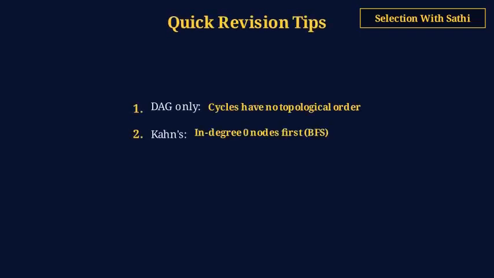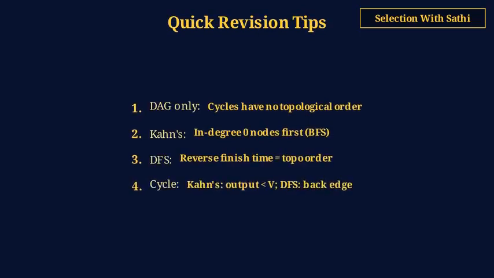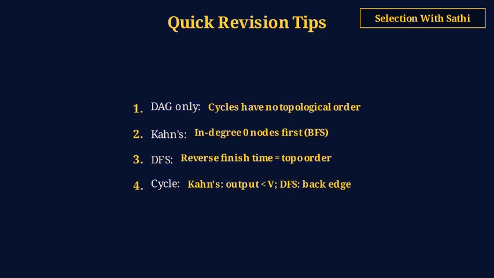Quick exam tips. First, topological sort is only defined for DAGs. If the graph has a cycle, no valid ordering exists. Second, multiple valid topological orders can exist for the same DAG. Kahn's and DFS may produce different orderings, and both are correct.